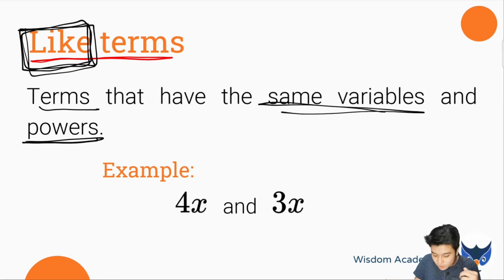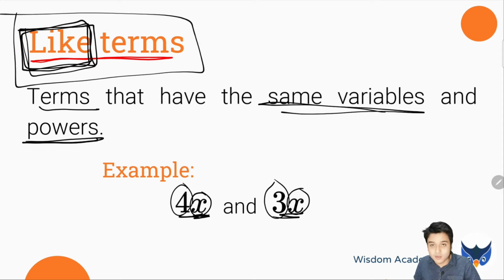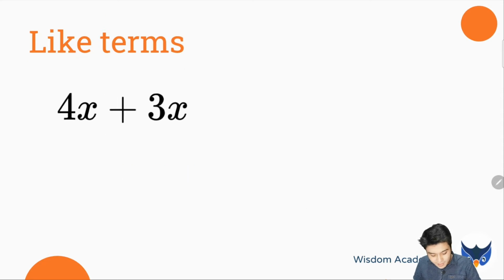No? Basta pareho yung variable, pareho yung power, like terms yun. So, in this case, ito si 4x at si 3x. So, you can see, yung variable niya ay x, yung power ng dalawang variables na yan ay 1. So, same lang din. Kahit magkaiba sila ng coefficient, same yung variable nila, those are like terms. Okay? So, yun yung concept ng like terms.